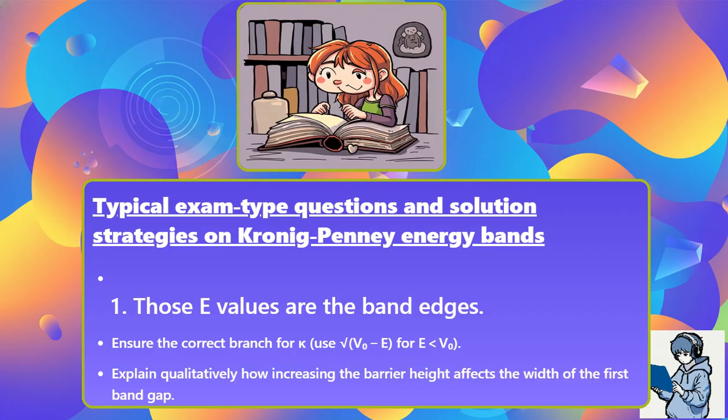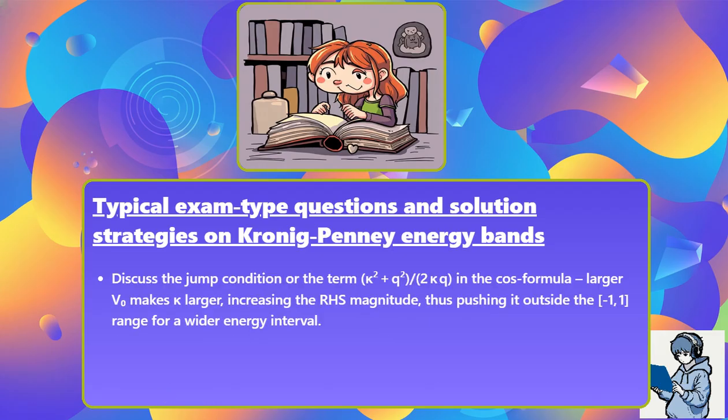Explain qualitatively how increasing the barrier height affects the width of the first band gap. Discuss the jump condition or the term (κ² plus q²) divided by 2κq in the cosine formula. Larger V0 makes kappa larger, increasing the right-hand side magnitude, thus pushing it outside the -1 to 1 range for a wider energy interval. Provide a sketch of the right-hand side versus E to illustrate the shift.